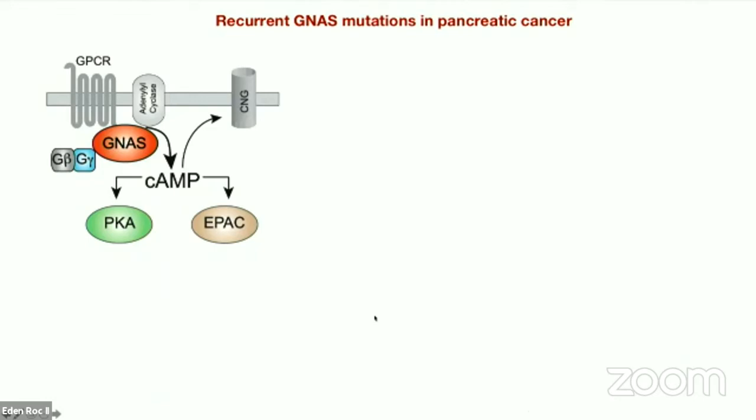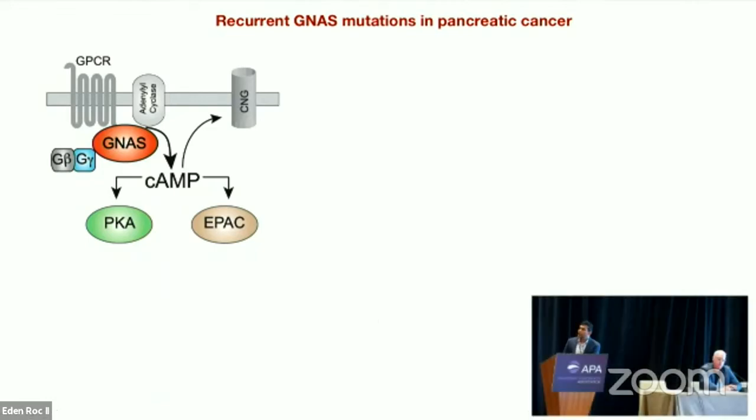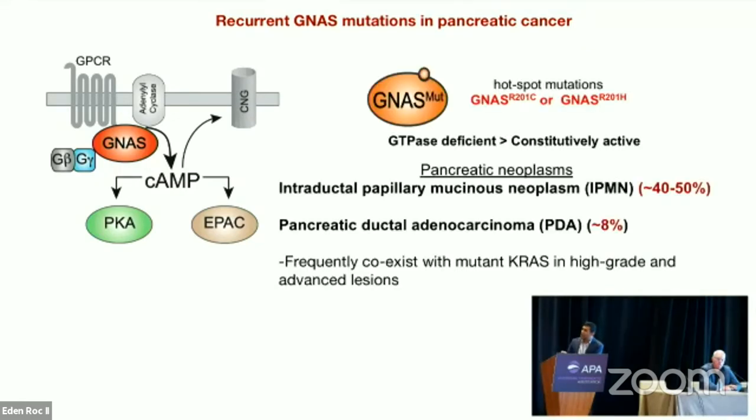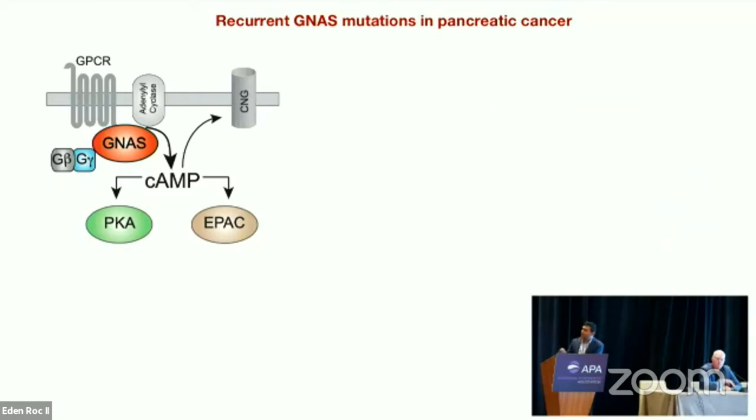So to give a little introduction to GNAS: GNAS encodes the alpha stimulatory subunit of heterotrimeric G protein complexes, and is often, or mostly, studied downstream of G protein coupled receptors. Upon binding of ligands to GPCRs, GNAS is activated. GNAS interacts with adenylyl cyclase and generates cyclic AMP, and cyclic AMP, working through PKA, regulates a variety of physiological processes.